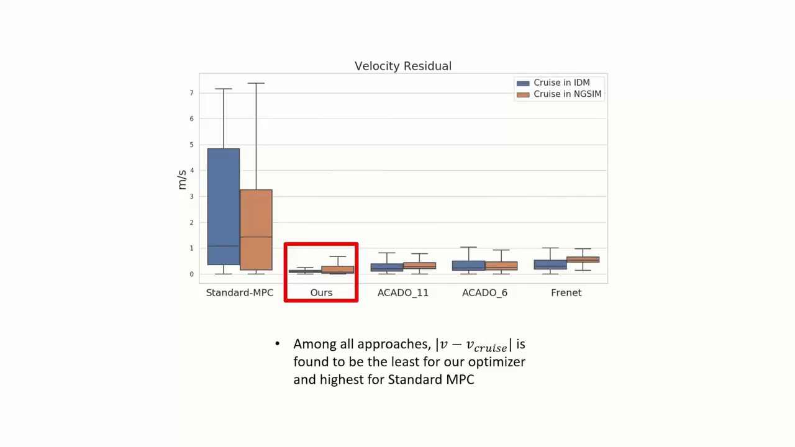Our batch optimizer achieves the least meta cost. That means it drives most closely to the desired cruise velocity. Among the multimodal baselines, Fresnel frame planner performs worst, but overall standard MPC achieves the highest cost and performs the worst.